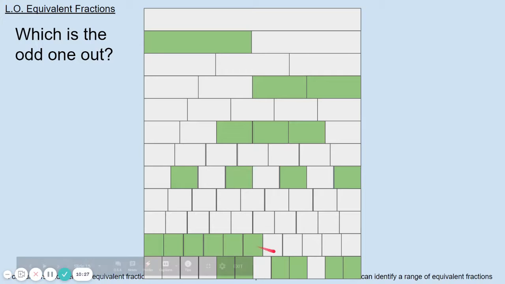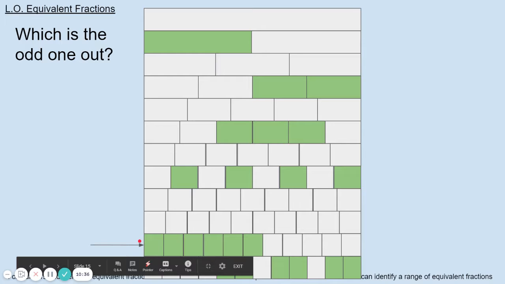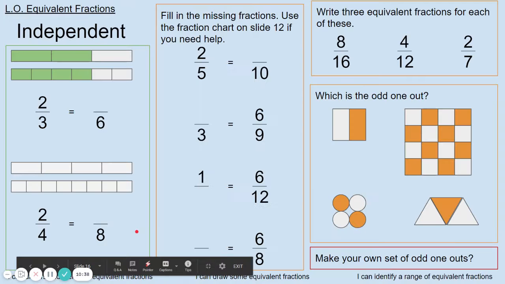6/11. So I think we found our culprit. Let's just double check. That bottom one is 6/12. So there is our culprit. Kapow. I'm sure you've got that well done as you got it.